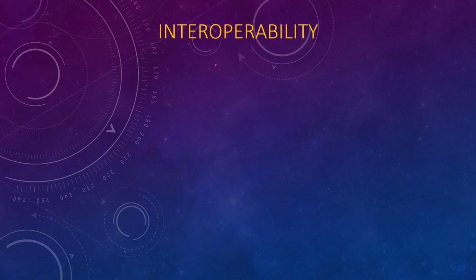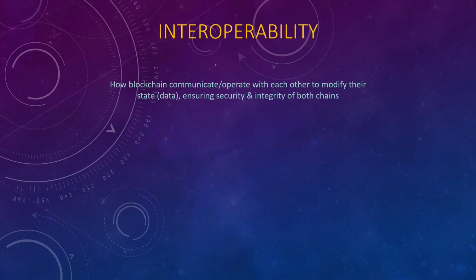Now, what's interoperability? As you can see, the word inter plus operable is nothing but how blockchains communicate with each other to get things done. If you want a practical definition, basically, it is how blockchains communicate or operate with each other to modify their state, or data you can say, while ensuring the security and integrity of both the chains which are included in the cross-chain transaction. Okay, till this day, cross-chain transaction is very vulnerable to attacks. You might have seen many attacks in this field, with bridges being hacked or funds being lost due to cross-chain transactions, and many more things.